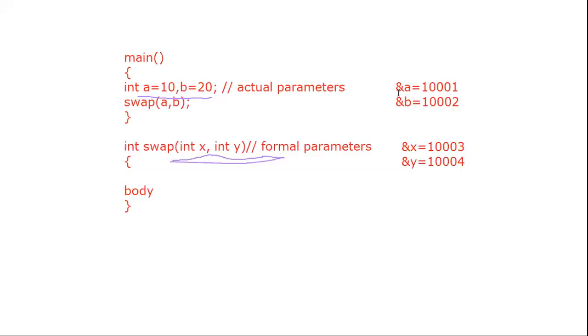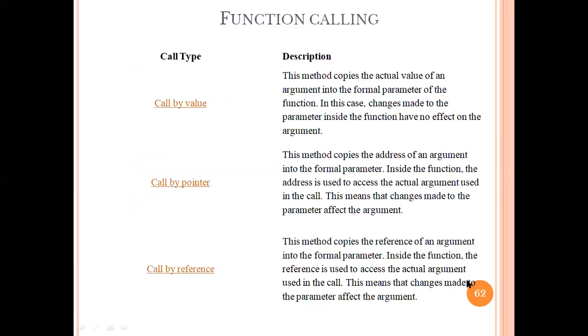We will start with the next concept. The second technique to call the function is call by pointer. This method copies the address of an argument into the formal parameter. Inside the function, the address is used to access the actual arguments used in the call.